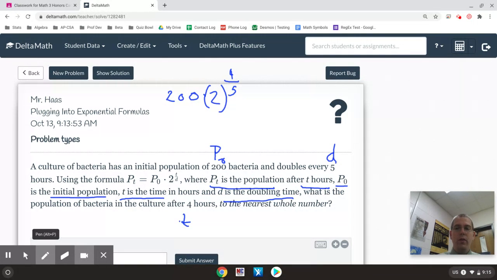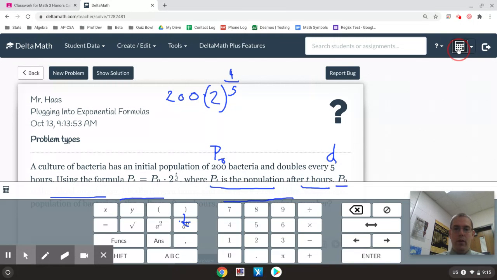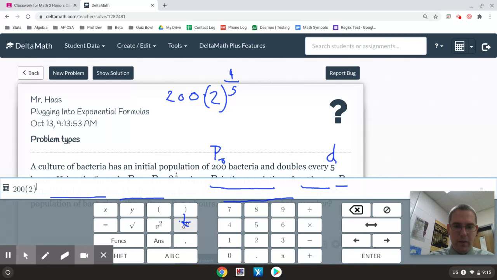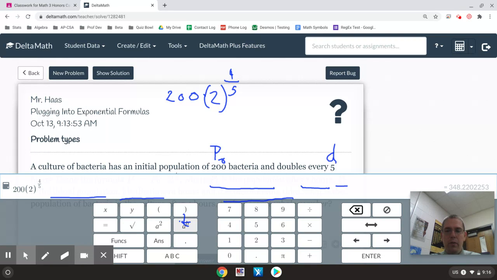Now, you could put this in Desmos, but DeltaMath has a built-in calculator that might be useful for some of you who might have difficulty having two things open at once. So 200 times 2, and then I can either do shift 6 or I can use this A to the B button to get my exponent, and then 4/5 or 4 divided by 5. It types in pretty much the same way as Desmos. It gives your answer to the side, and then I have an answer of 348.22.